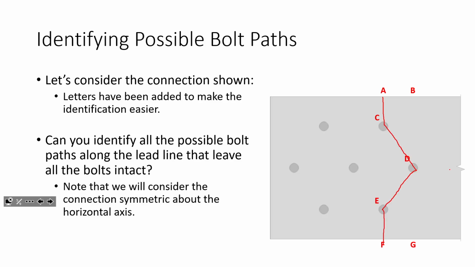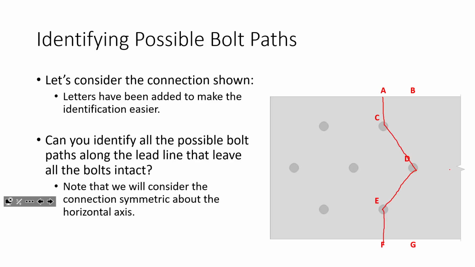So give me another one. A, C, E, F. A, C, what, say it again? Oh, wait. Now, hold on. Let's stick with that. You said A, C, E, F, but then you said hold on. Why'd you say hold on? Because D would also have to break. Exactly. So we're only going to consider paths through the lead line. This is not a viable path because we would have to fracture through that front bolt to separate the member from the connection. Does that make sense? So that's not a viable one.